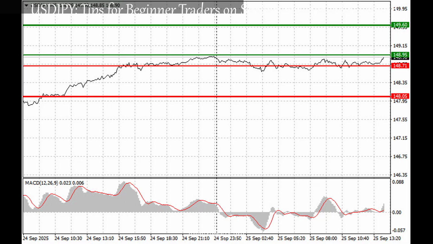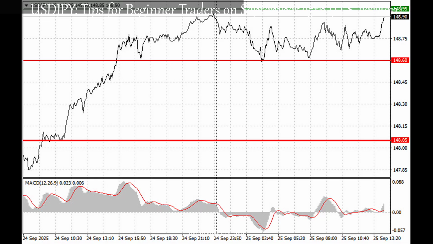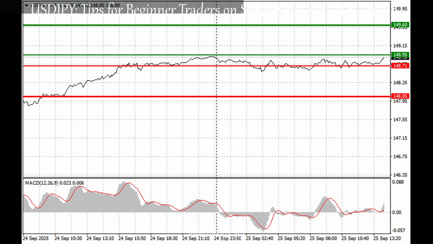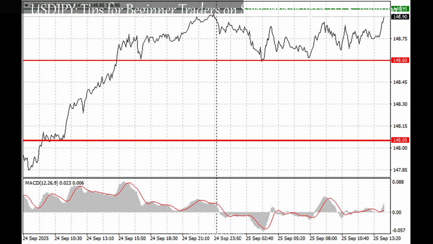Chart guide. Thin green line: entry price, where the instrument can be bought. Thick green line: approximate price to set take profit or lock in profit manually, as further growth above this level is unlikely. Thin red line: entry price, where the instrument can be sold. Thick red line: approximate price to set take profit or lock in profit manually, as further decline below this level is unlikely. MACD indicator: when entering the market, it is important to follow overbought and oversold zones.